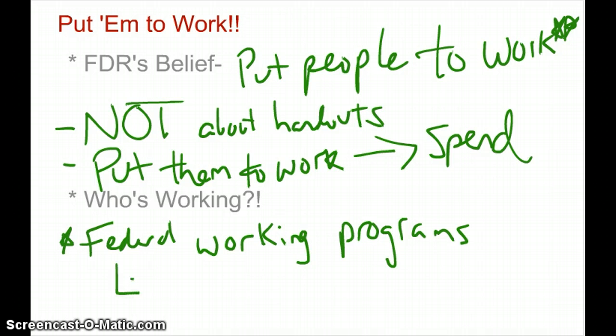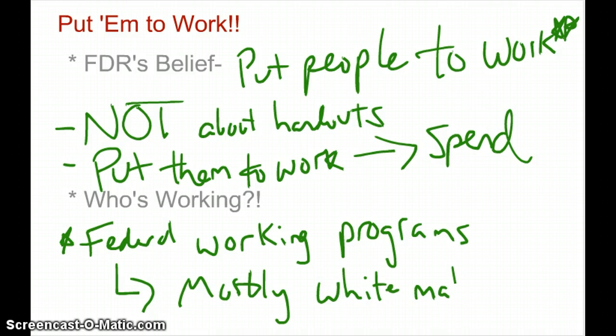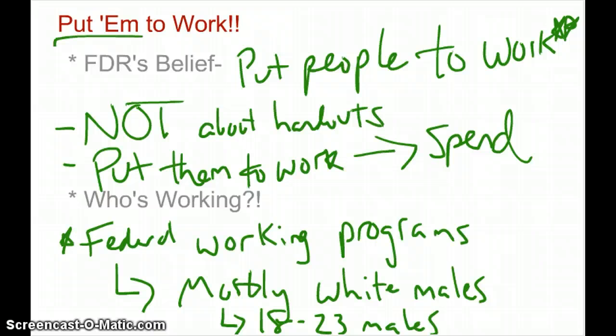So who is working in these? Well, it's mostly white males. There are some African American males, there are some women, but for the most part it is white males, and notably, especially in one of the most successful programs of the New Deal, 18 to 23-year-old males. Young males, trying to get them on track, trying to get them going. But again, another huge thing, FDR's belief in getting people to work.